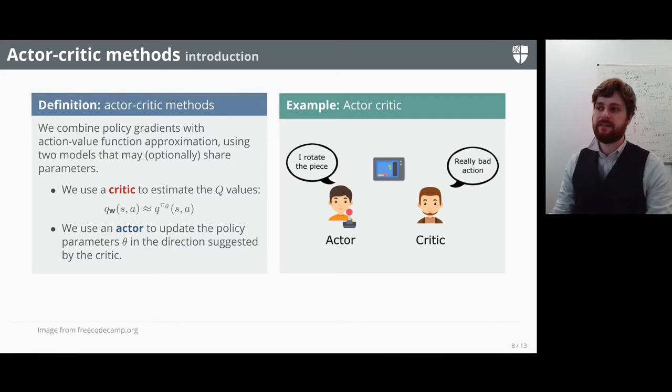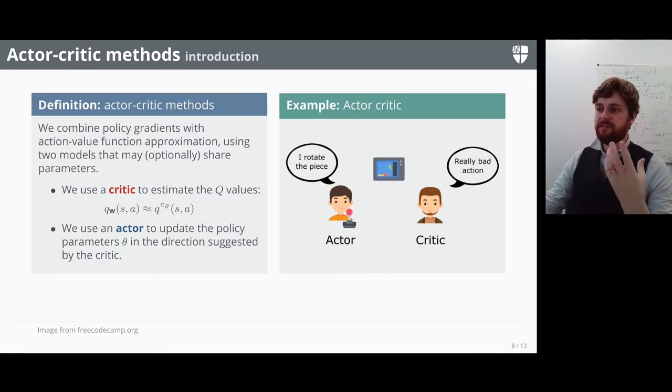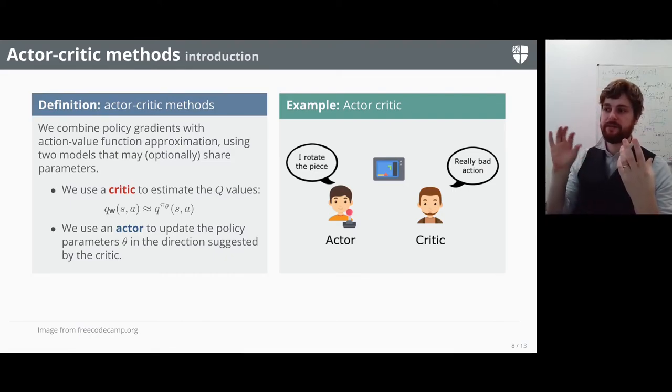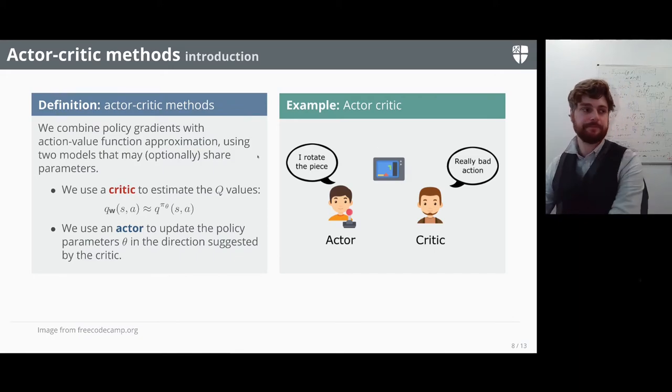And the actor thinks it's a good idea to rotate the piece, but then the critic says, no, that's a terrible idea to do that. The critic says rotating that piece is a really bad idea. So in other words, the actor is responsible for taking actions, and it makes all the decisions, and the critic is just there as a sort of spectator, which watches the actor and what it's doing and evaluates whether it thinks that's a good or bad thing. They kind of bootstrap from each other.